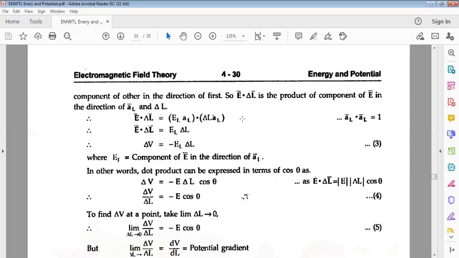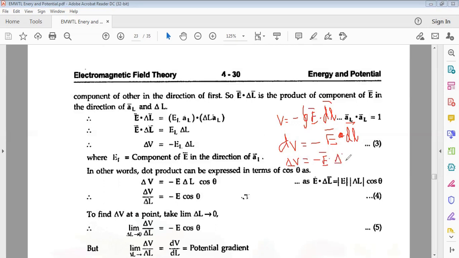That's the thing about the change of the potential. Delta V is equal to, see here, V is equal to minus the integral of E bar dot dL bar. It's the formula of the potential, and dV is equal to minus E bar dot dL bar. It is a dot product, my dear students. And dV, I am taking that as an incremental potential, is minus E bar dot delta L bar.